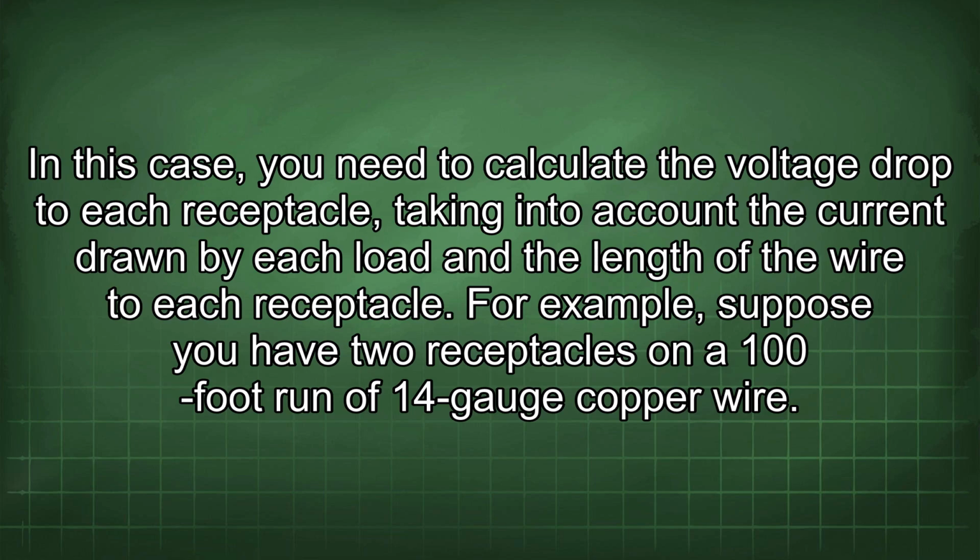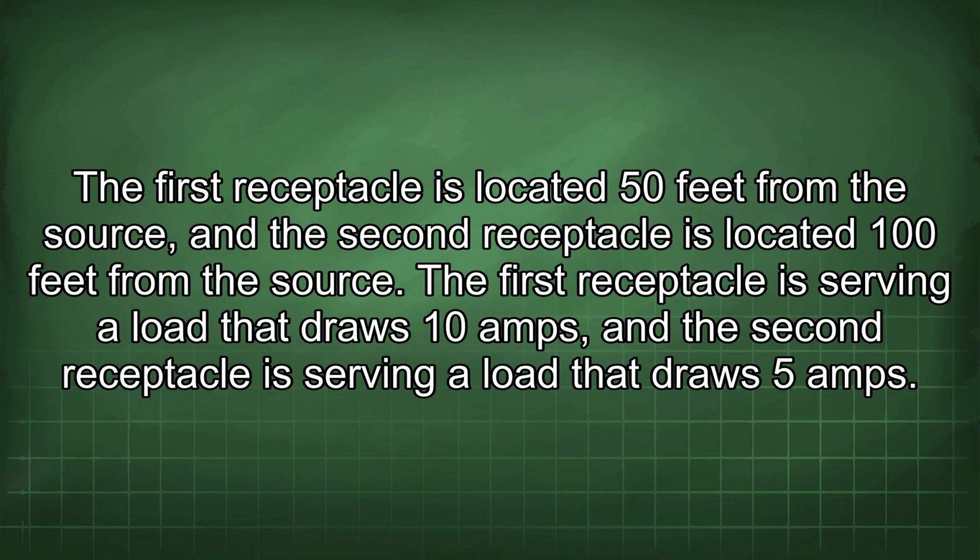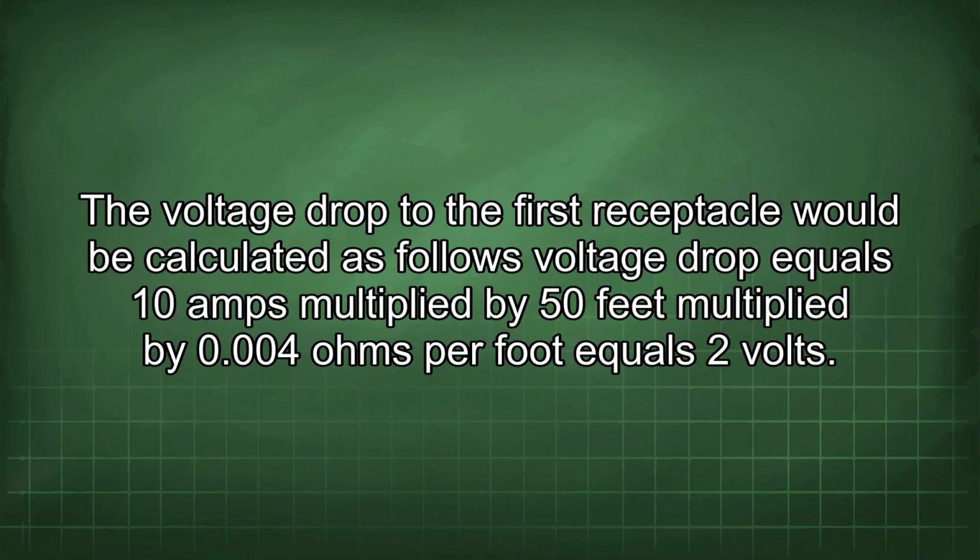For example, suppose you have two receptacles on a 100-foot run of 14-gauge copper wire. The first receptacle is located 50 feet from the source, and the second receptacle is located 100 feet from the source. The first receptacle is serving a load that draws 10 amps, and the second receptacle is serving a load that draws 5 amps. The voltage drop to the first receptacle would be calculated as follows: voltage drop equals 10 amps multiplied by 50 feet multiplied by 0.4 ohms per foot equals 2 volts.